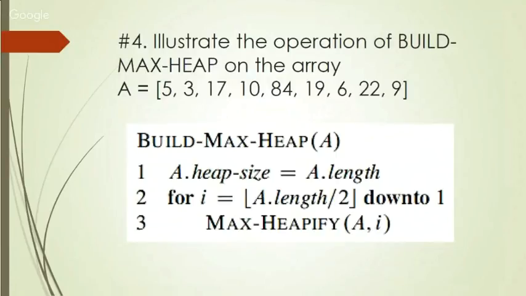So this is to illustrate the operation of Build-Max-Heap on the array A given there. So we know that the algorithm of Build-Max-Heap sets the heap size equal to the length of the array. Then for I, you divide the length of the array by 2, and then down to 1. Then you perform the heapify. You call the heapify function and run it at line 3.